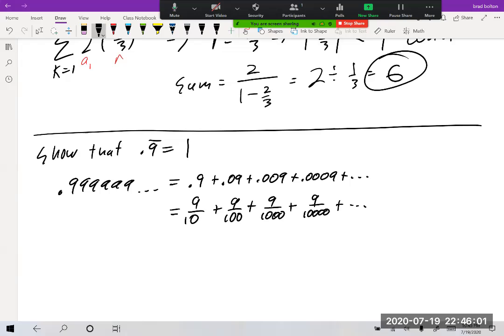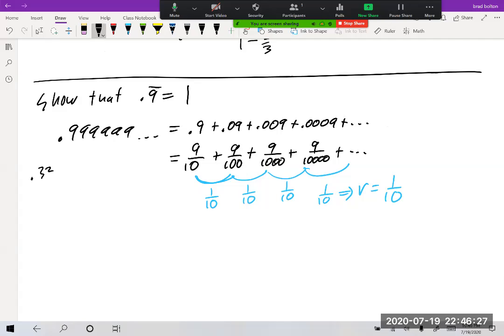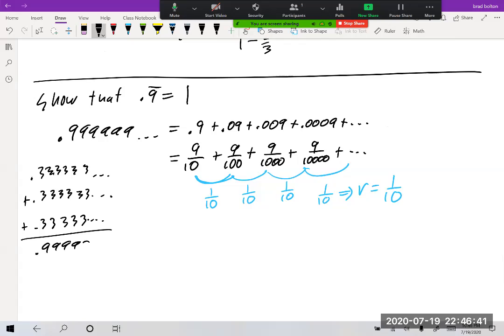However, I can tell just by looking at this, what do I have to multiply by to get from 9/10 to 9/100? I multiply by 1/10. I multiply by 1/10. I multiply by 1/10. That means that r is worth 1/10, right? So we know this is a geometric series. And you kind of already know the idea behind this, because what if I told you 0.3333 plus 0.333333 plus 0.333333, and so on. Well, wouldn't you say that was 0.9999999?